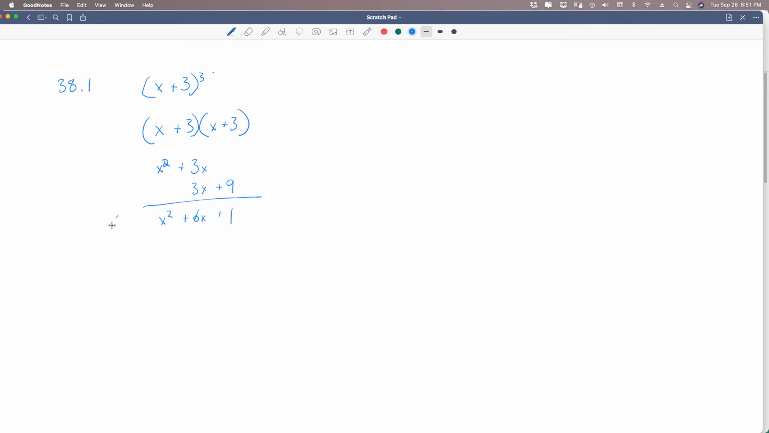And now we still have another x plus 3 to multiply, and that should be a 9 there. So we do it again. X squared times x is going to be x cubed plus 6x squared plus 9x. And now we do the 3 times, so it's going to be 3x squared plus 18x plus 27. And then we combine everything.